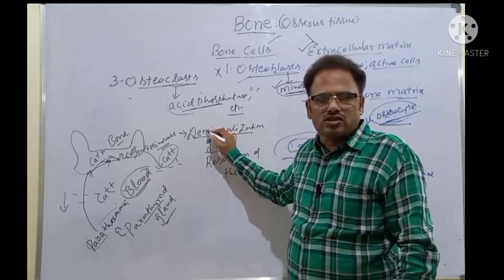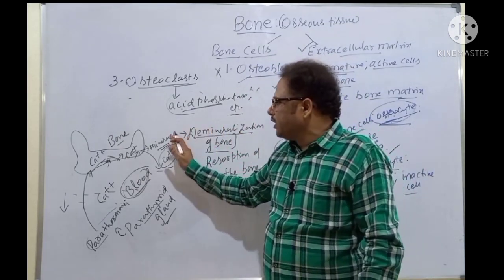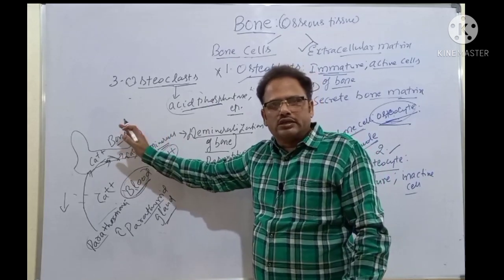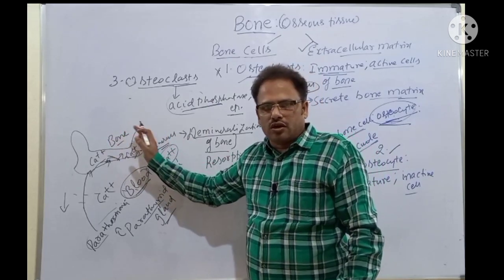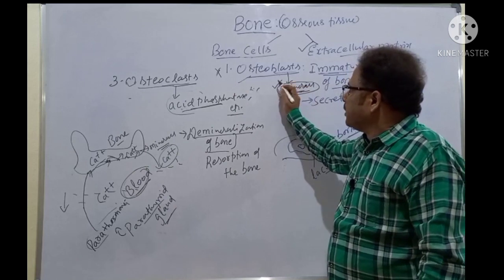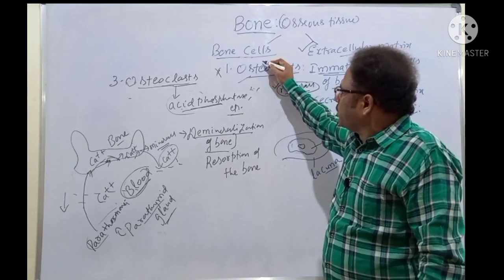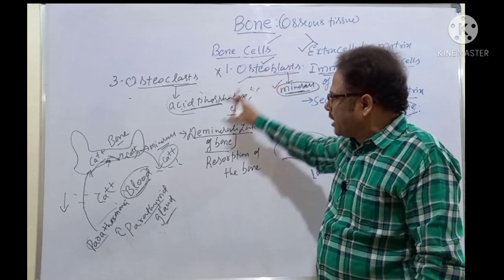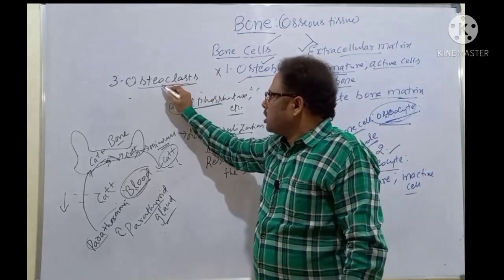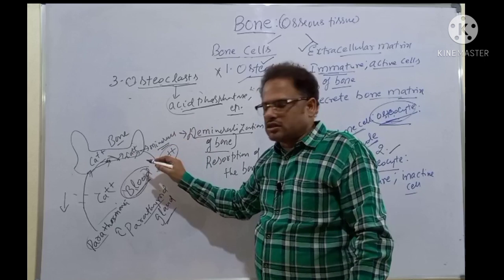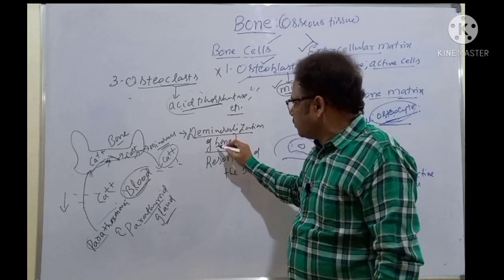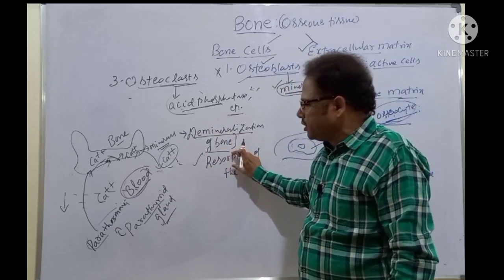What is the demineralization of the bone? The removal of the minerals from the bone is called the demineralization of the bone. Whereas adding of the minerals to the bone is called mineralization of the bone, and that's the function of the osteoblast. Whereas the opposite is done by which one? Osteoclasts, they remove the minerals. That's why it's called demineralization of the bone, which is nothing but resorption of the bone.